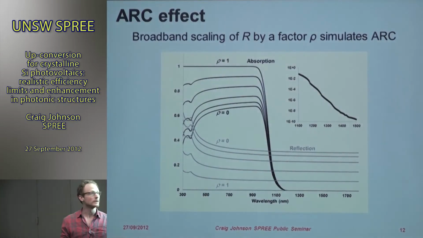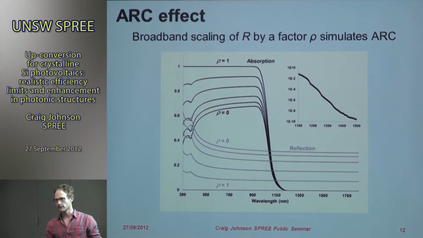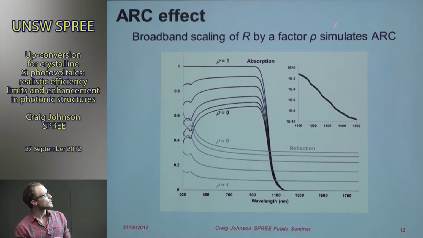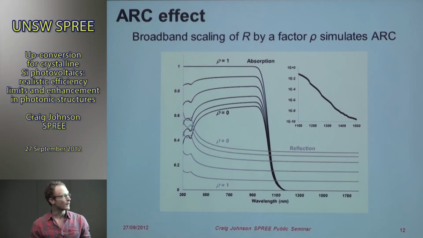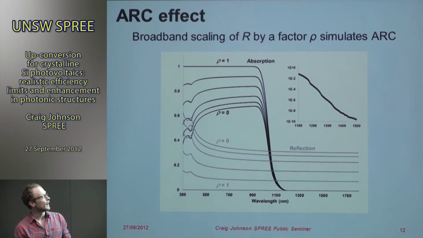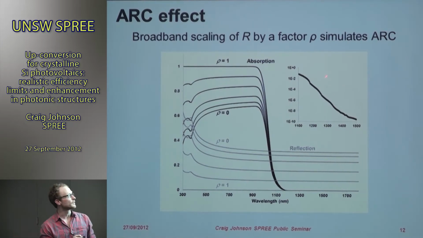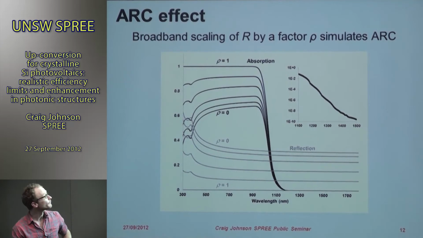So it's simple to include a broadband, non-selective anti-reflection coating. Again, this may not be particularly realistic, but it does produce an average anti-reflection property. So we have a factor rho that simulates an ARC. Basically, it has the effect of suppressing reflection and boosting absorption, as you can see. And this is the sub-band gap region, or the region near the band gap. So you can see with this model, this refractive index data, there's actually some sub-band gap absorption well beyond 1100, but it's not particularly sensitive to anti-reflection coating.